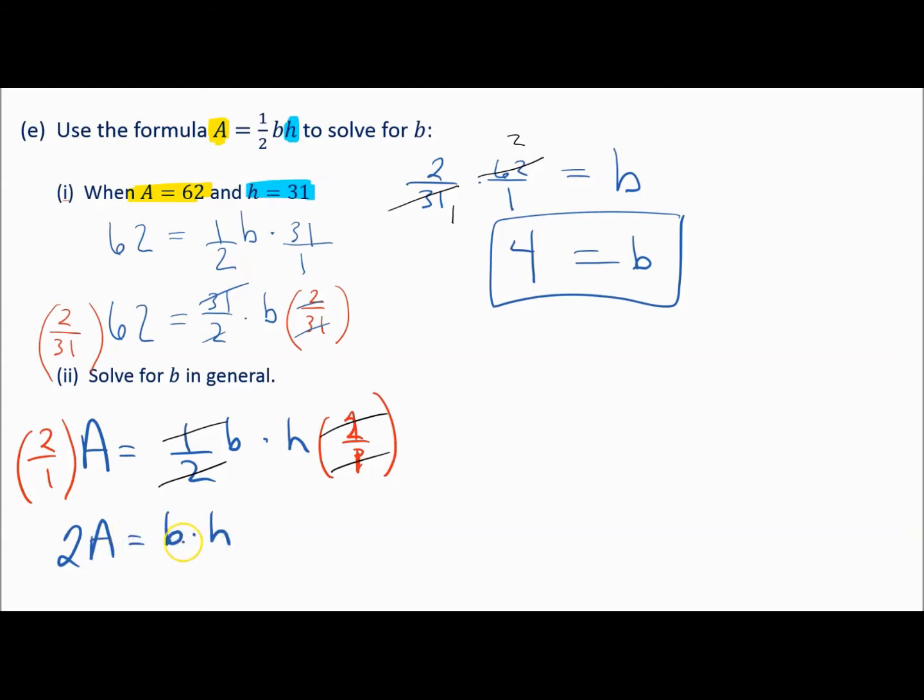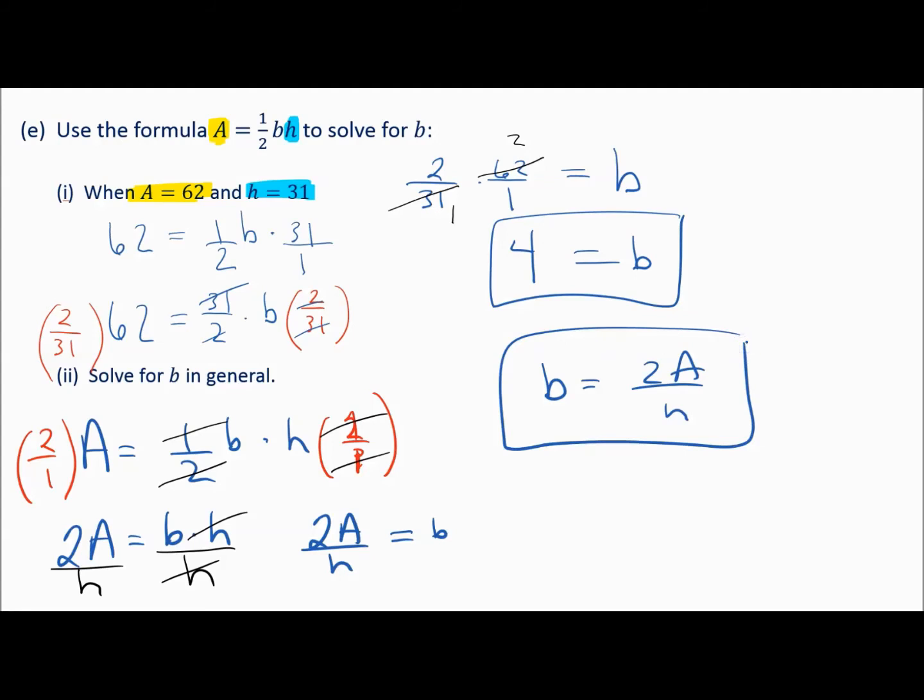Now remember, we're trying to get the B by itself, which means I need to do something with the H. I've got to get rid of H. To do that, since it's multiplying times B, I'm going to do the opposite and divide. Okay, so I divide both sides by H. The H's cancel, and I get a final result of 2A over H is equal to B, or I could write that as B is equal to 2A over H.